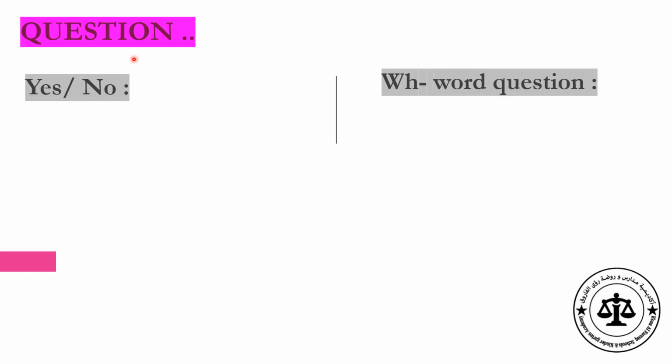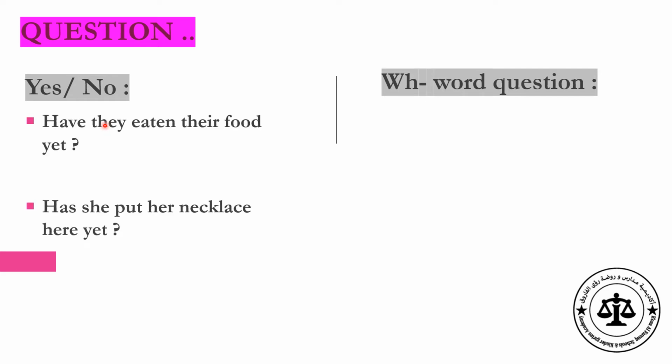What about the questions? We have two kinds of questions as we see here: yes or no questions or WH word questions. For a yes or no question, we have to start with the helping verb has or have, depending on the subject that we have. Here we have they, so we use have. Have they eaten their food yet? Eaten is the verb past participle. We use yet because this is a question and yet comes in questions. Has she put her necklace here yet? Has she, because we have singular, so we use has. Put is the verb past participle and we have yet in the question.